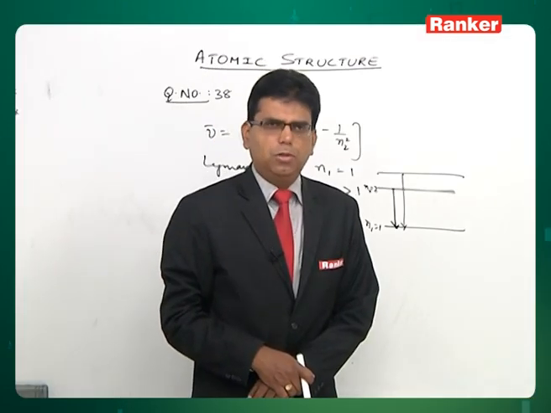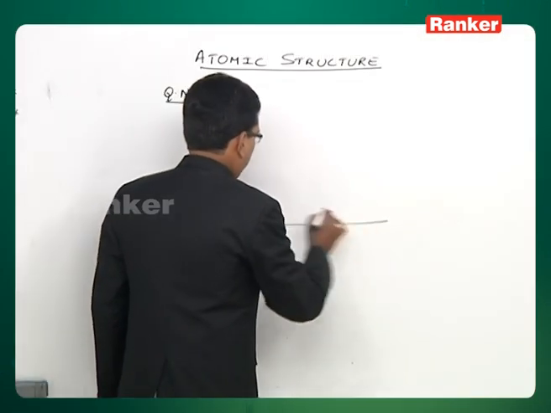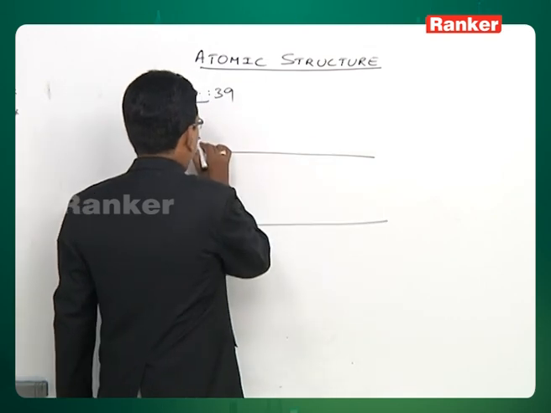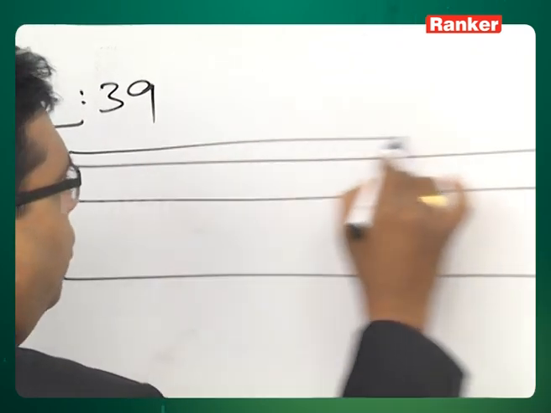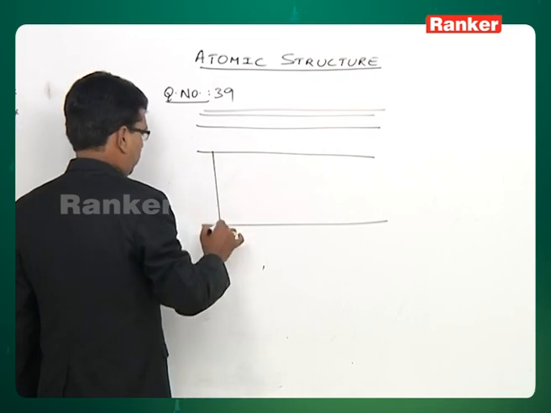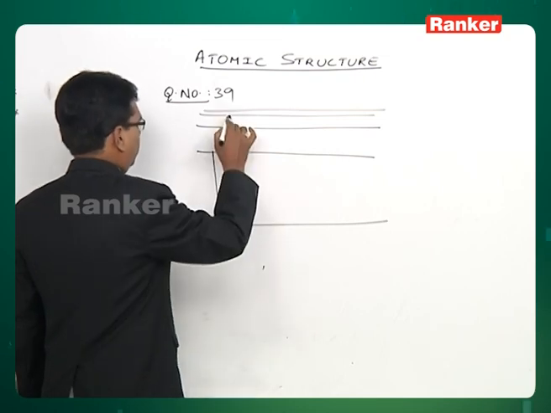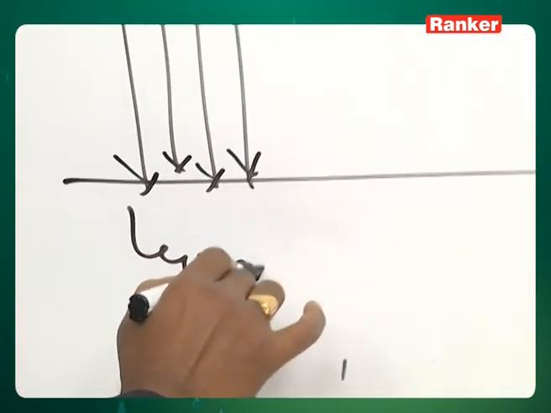Now let's move on to question number 39. Question number 39 says, in which one of the following regions of electromagnetic radiation does the line spectrum appear when the electron transition occurs from n is equal to 5 to n is equal to 1. So this is again hydrogen spectrum related. When you have the different energy levels like this, 3, 4, 5, then any transition from higher energy to lower energy, all these lines we call the Lyman series of lines.